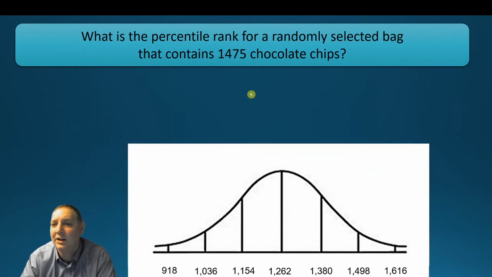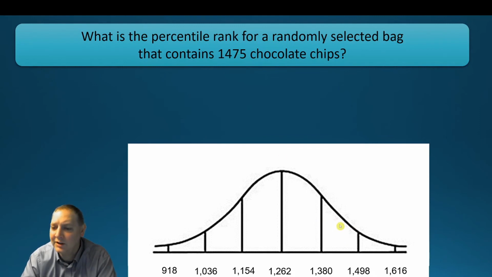What is the percentile rank for a randomly selected bag that contains 1,475 chips? So if a bag has this many chocolate chips in it, it has more than what percent of all the other bags out there? All right, so where's 1,475?